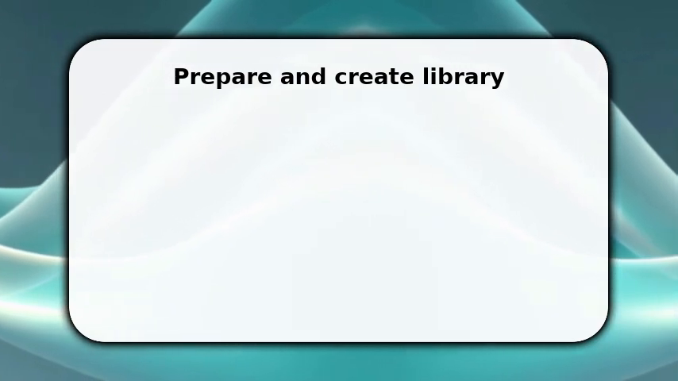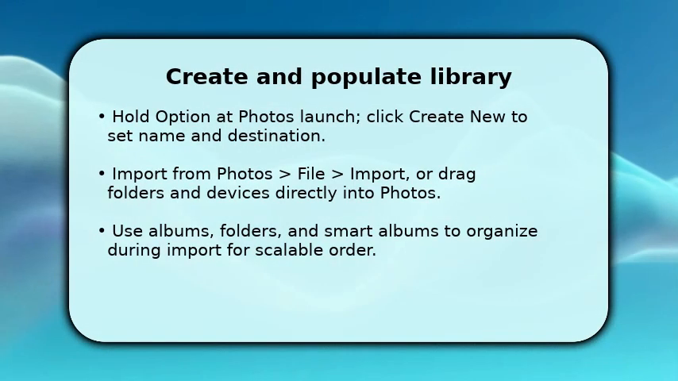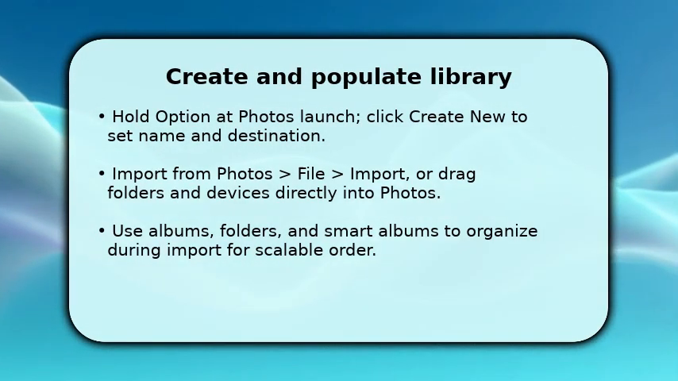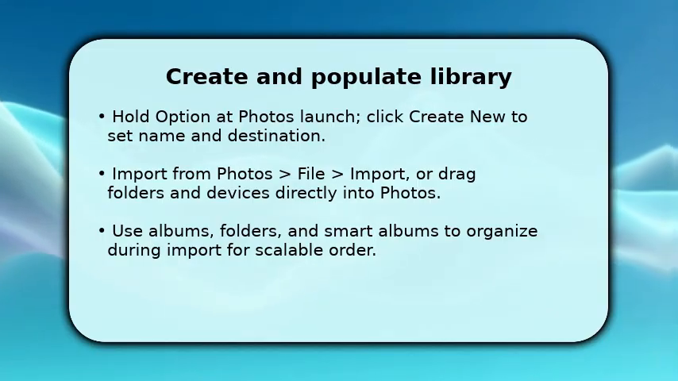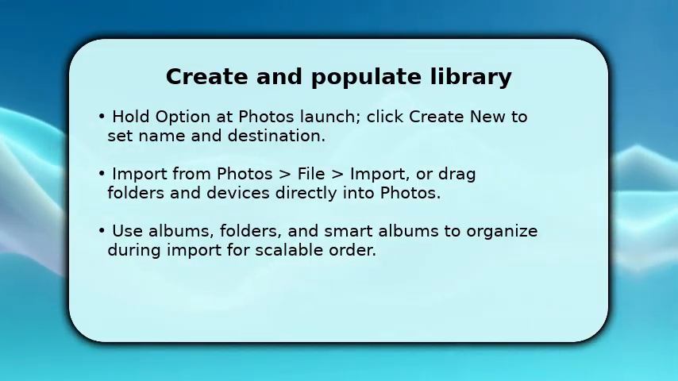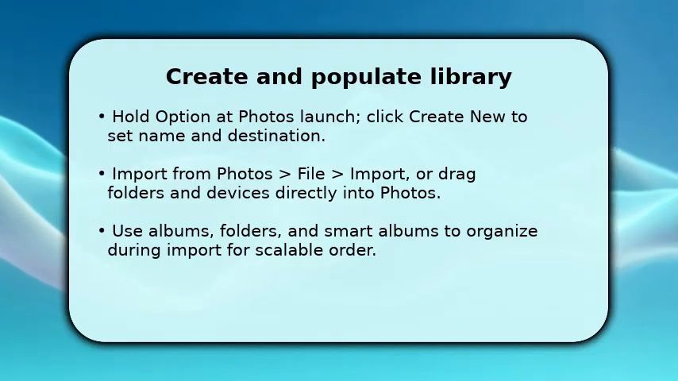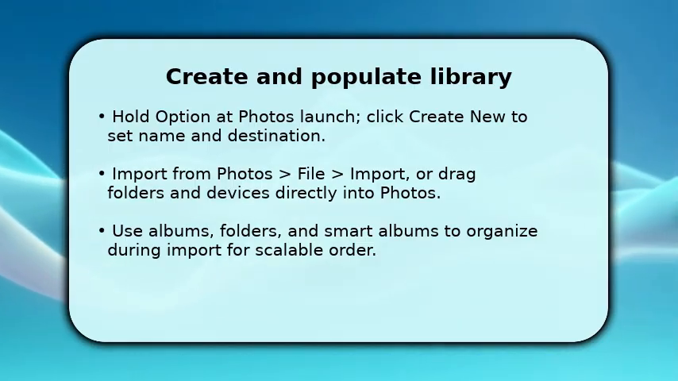You'll now create the library and bring your files in. Hold Option and click Create New, choose a memorable name and the folder or external drive you prepared, then confirm. Once the new library opens, import using File, Import or drag RAW, JPEG, and video folders directly.